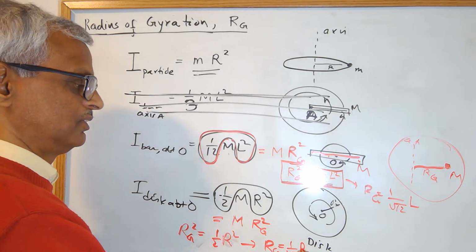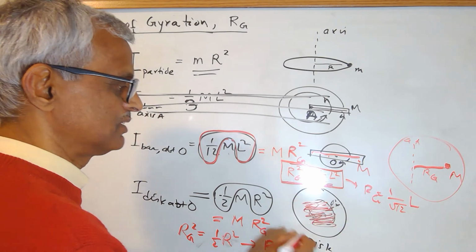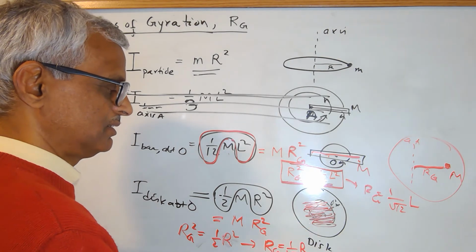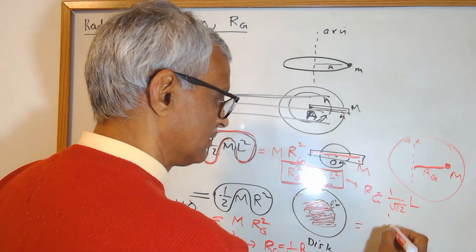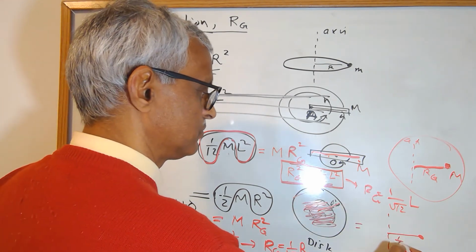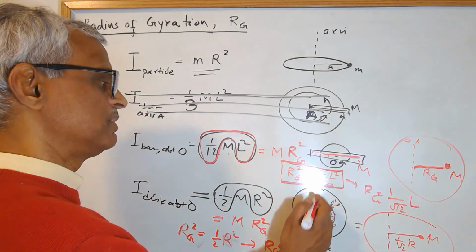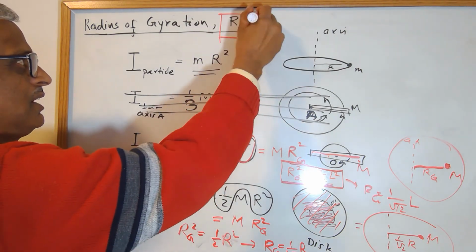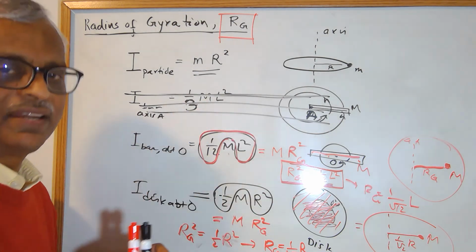Because some of the masses are closer to the center, if I wanted to put all the masses at one point, the distance has to be not the entire radius, but 1 over square root 2 times the radius. And then the moment of inertia of this system will be the moment of inertia of this disk. That's what it's saying. So sometimes people use this radius of gyration concept to unify the language for different types of systems.